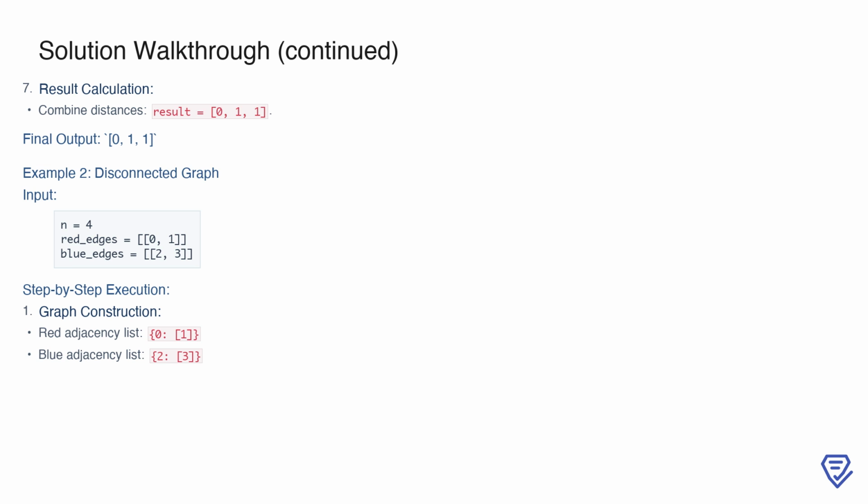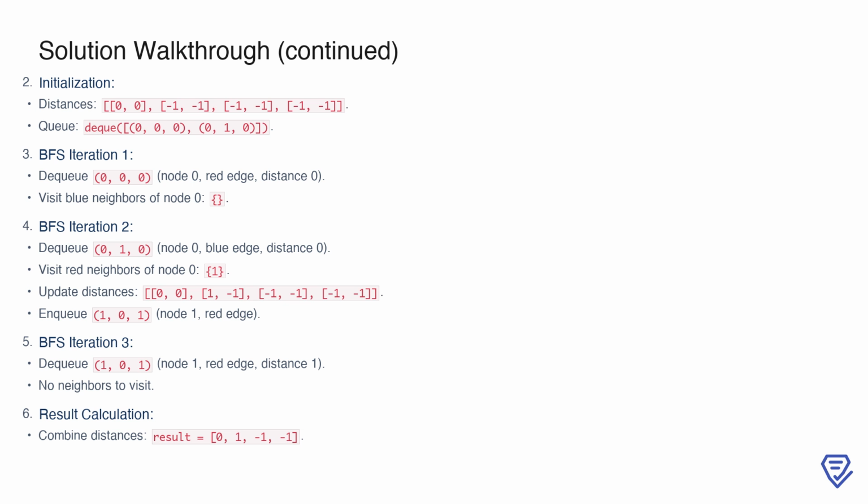Moving to another example, we now analyze a disconnected graph with 4 nodes. The red edge connects node 0 to node 1, and the blue edge connects node 2 to node 3. First, we construct the adjacency lists. The red adjacency list shows node 0 leading to node 1, and the blue adjacency list shows node 2 leading to node 3. Next, we initialize the distances array to track the shortest paths for each node.